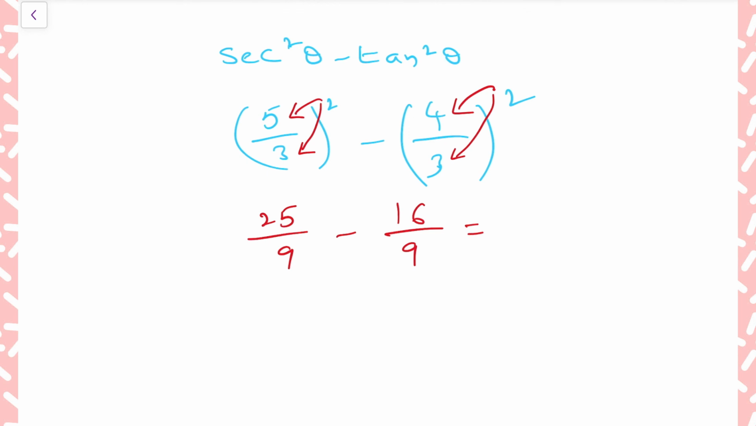Here both the denominators are the same. So write the denominator one time and subtract the numerators. 25 minus 16, it is 9. 9 9 both will get cancelled. Then finally we are left with the answer 1. So the value of secant square theta minus tan square theta equals 1.